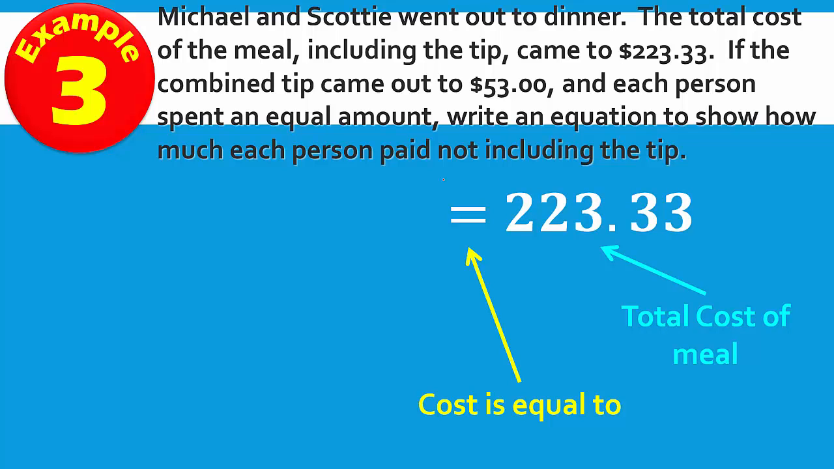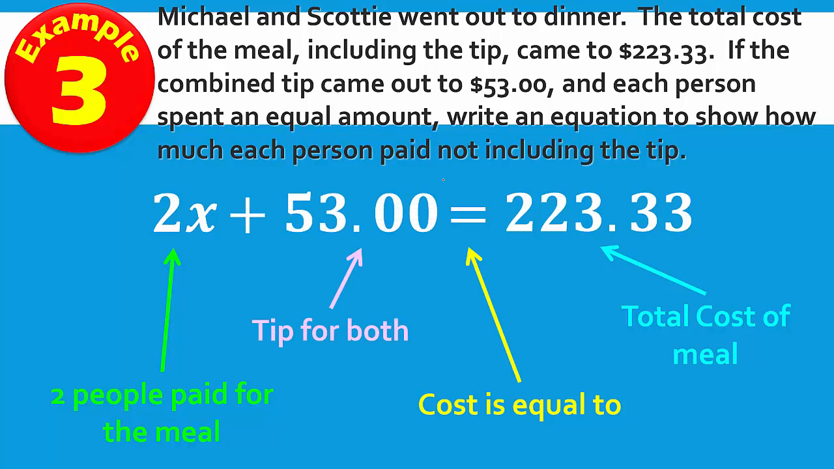Total cost of the meal was $223.33. 2 people paid for the meal, so we're going to have it be 2x, and then we're going to add the $53 tip for both. Okay, because we need to take that into consideration, because that $223.33 was including the tip. So in order to figure that out, we just have to set it up as 2. Since there's 2 people, we don't know what they spent on their meal or what the cost of the meal was, but it was the same for both. The $53 was the tip for both. So again, it's all about setting up the equation correctly.